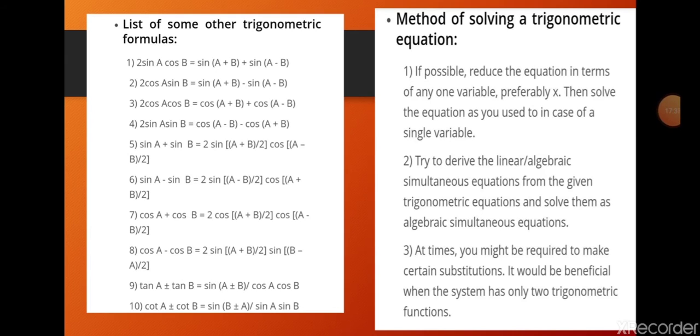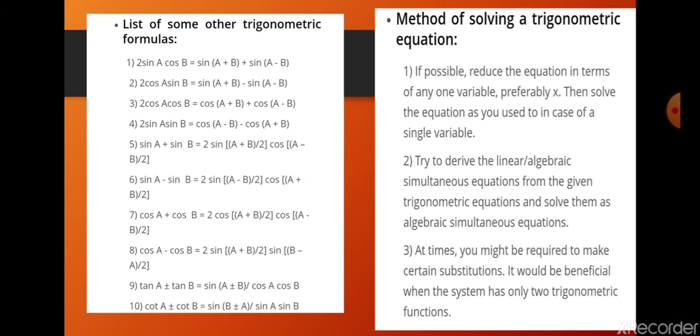Sin A plus sin B equals 2 into sin of A plus B by 2 into cos of A minus B by 2. Sin A minus sin B equals 2 into sin of A minus B by 2 into cos of A plus B by 2. Cos A plus cos B equals 2 into cos of A plus B by 2 into cos of A minus B by 2. Next one, cos A minus cos B equals 2 into sin of A plus B by 2 into sin of B minus A by 2.